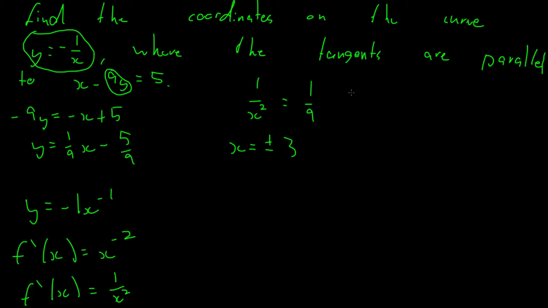So here's what we do next. Pretty much what this is telling us is that if we were to draw both of these lines at x equals plus or minus 3, they would be parallel to each other. But what they're actually asking for is the coordinates of the point, which means we also have to find out the y position. So we sub it back into y equals 1 on x squared.